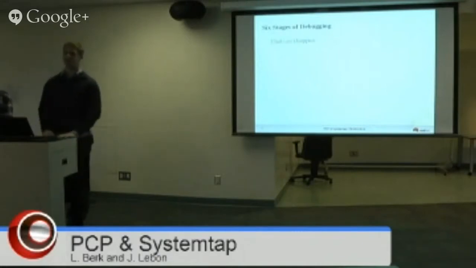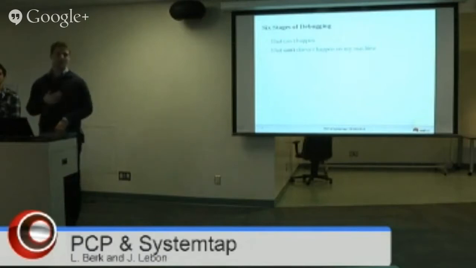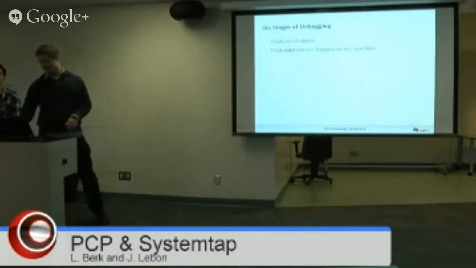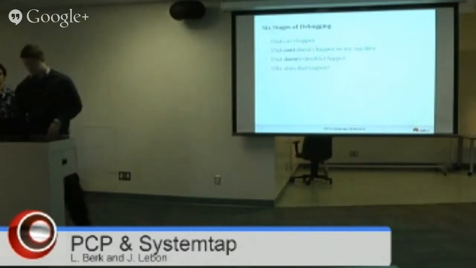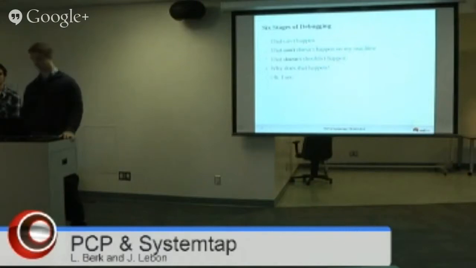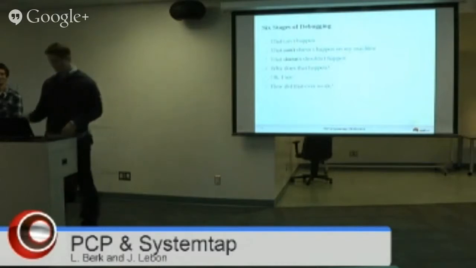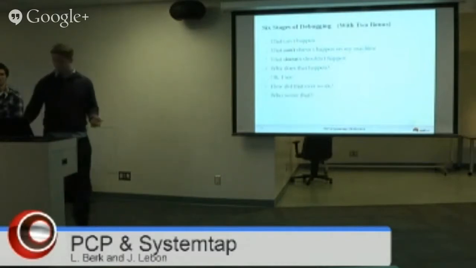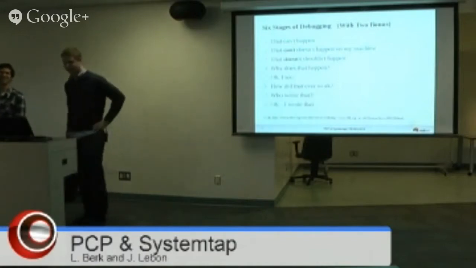Get the bug report: that can't happen, it doesn't happen. It quickly switches to, well, that doesn't happen on my machine. Okay, it does happen on my machine, that shouldn't happen. So why does that happen? Oh, I see why that happens. And how did that ever work? And if you're like me, there are 2 bonus stages here. Who wrote that? And you might know what's coming: oh, I wrote that.